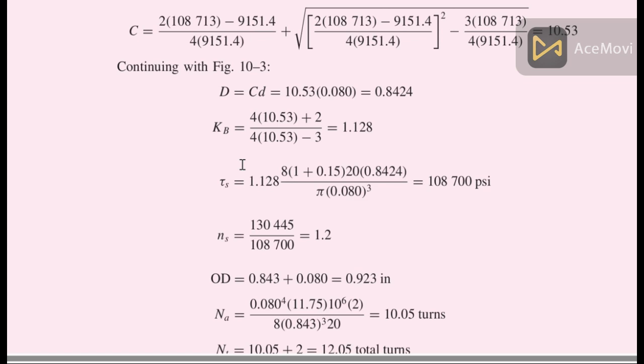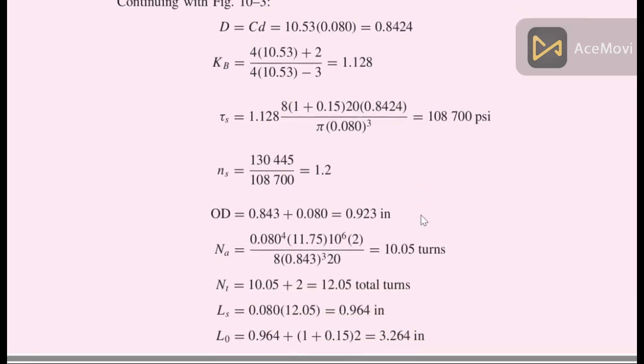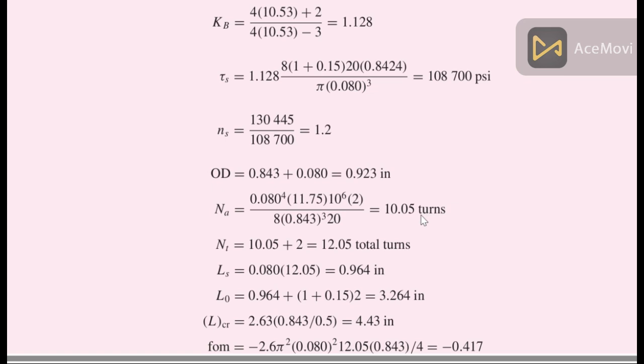The next is the constant KB. Put the value of C in the formula, that is 4C plus 2 divided by 4C minus 3, and the value comes out 1.128. Then tau s, sorry for my mistake, T is tau s. Then putting the values, it is KB 1.128 multiplied by 8 into 1 plus the value of zeta, then F max 20, then D, divided by pi small d cube. Its value comes out to be 108,700 psi. Factor of safety is calculated again, and it is 1.2.